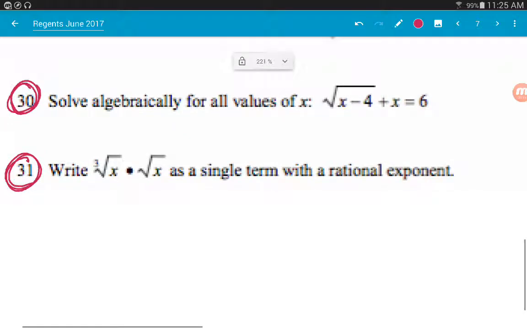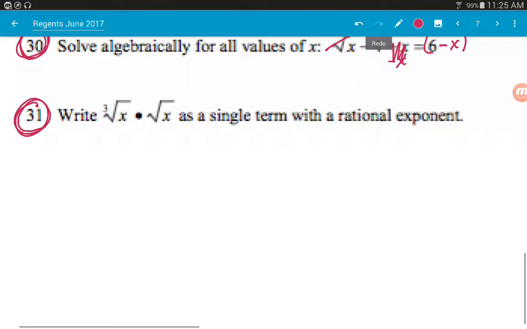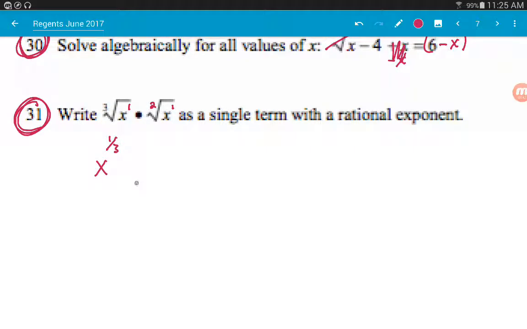Solve algebraically for this. I'll give you the first step, minus x minus x. I'd rather do it like this. That's a little messy. That crosses out. And then you have to square both sides and continue on from there. This is a little 1 on it, this is a 1, and this is an invisible 2. You should know how to create these into fractions. That's the first one.